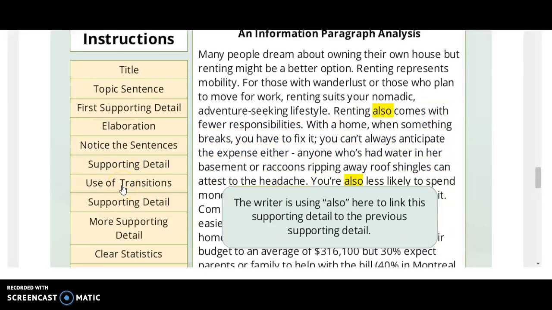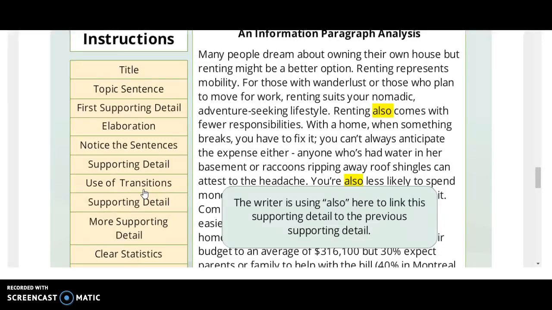Something I want to draw your attention to is the use of transitions. Transitions are super important. They help create a smoothness to your writing. They take your reader from one thought, one point, to the next. That's the difference between choppy writing or a choppy paragraph versus something that is more smooth and cohesive: transitional words are identified and super important.